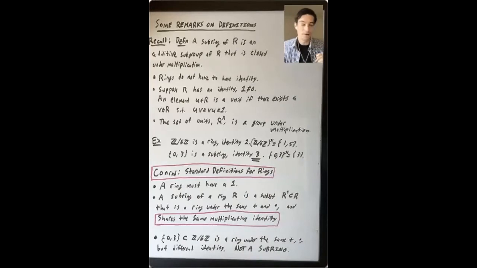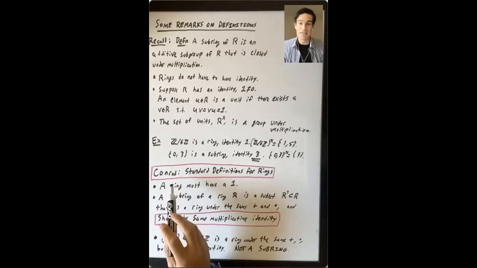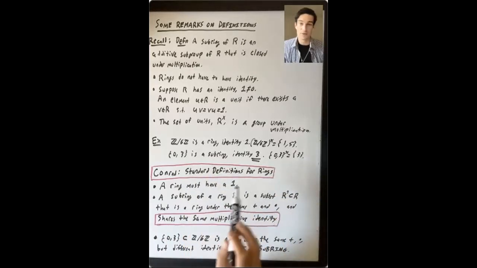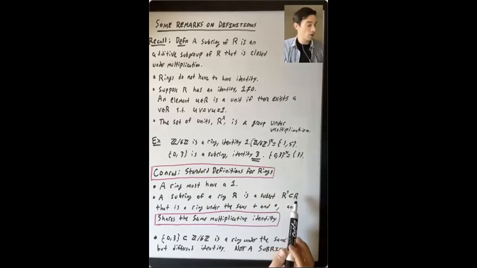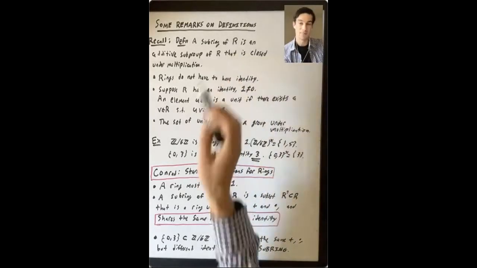I want to talk about some issues raised in these notes by Conrad called standard definitions for rings. This is a short document, and I'll talk about it in this video and also in the next one. In Conrad's definitions, a ring has to have an identity, 1. And a subring of a ring R is a subset R prime that is a ring under the same plus and times. So it's an additive subgroup using the same plus, and it's closed under multiplication, just like up here.